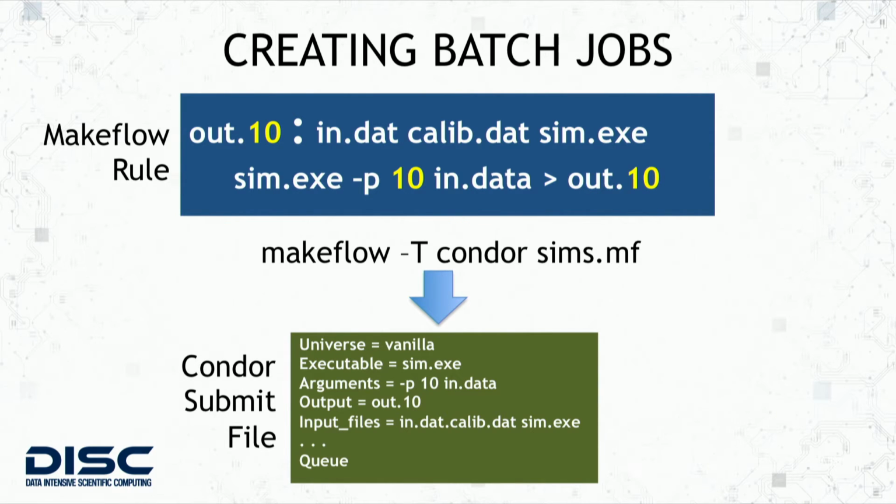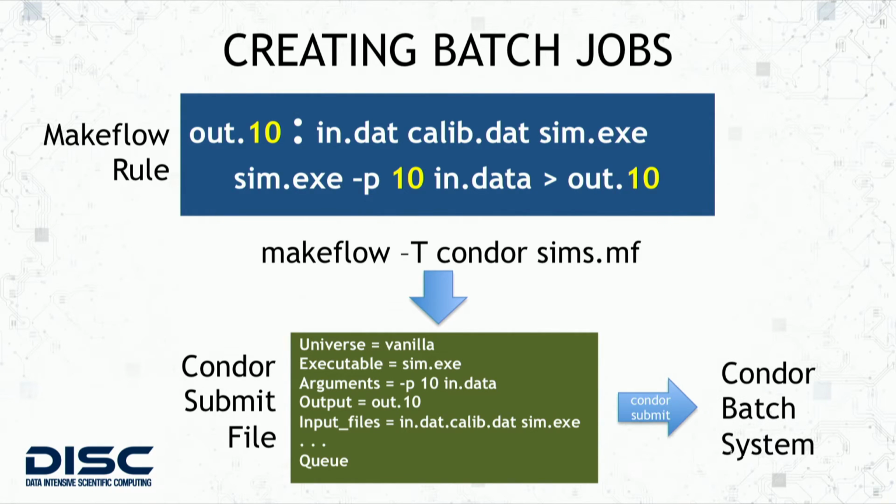And there could be a whole lot of details in that. You'll remember from previous lectures that for a Condor job, we have to specify the universe and the executable and the arguments and the input and all that stuff. You don't have to worry about that because that's all going to be generated automatically from the makeflow file. So makeflow generates that automatically and then sends it off to the Condor batch system in order for it to be executed.